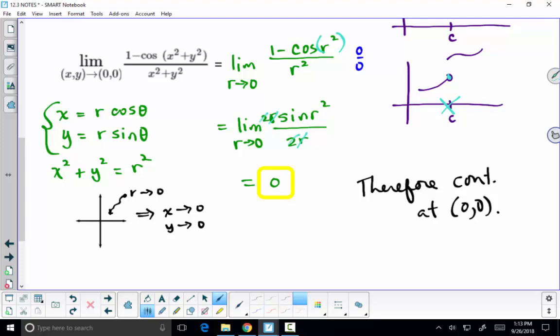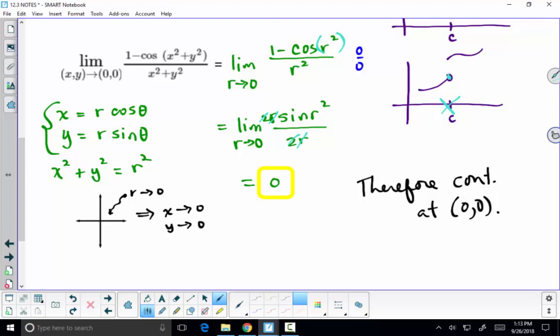Oh, yes. Thank you. Yeah, derivative of r squared is 2r. Good observation. Doing your job. So because you're going to get a continuous function at that point, it must be continuous at all points, yeah? All points in the domain, yes.